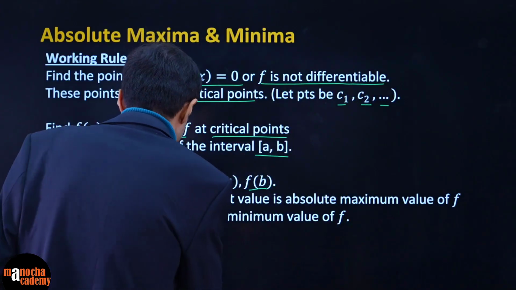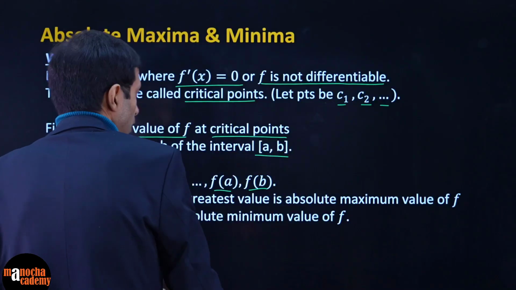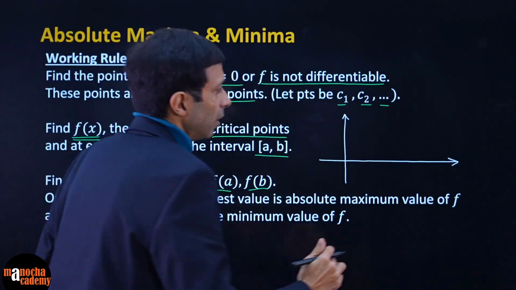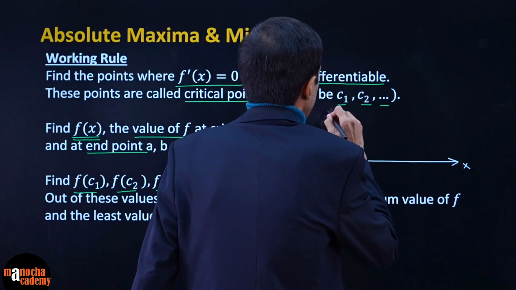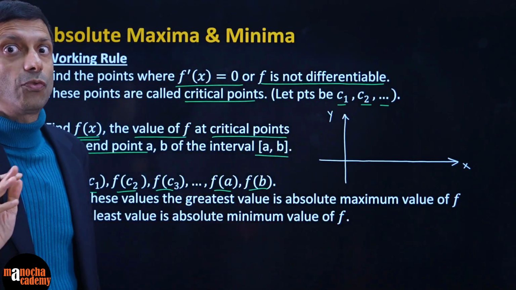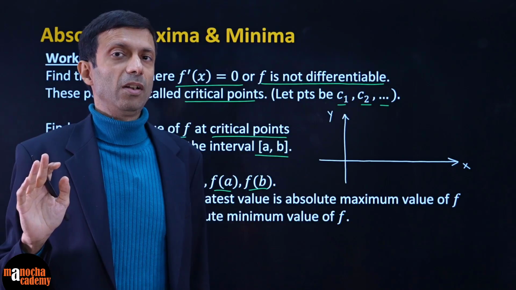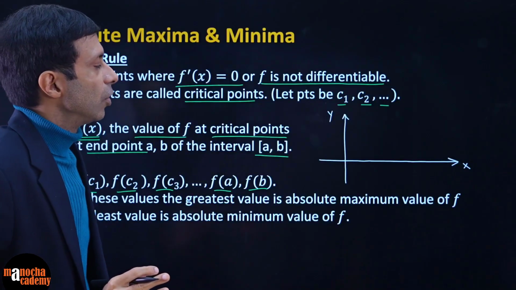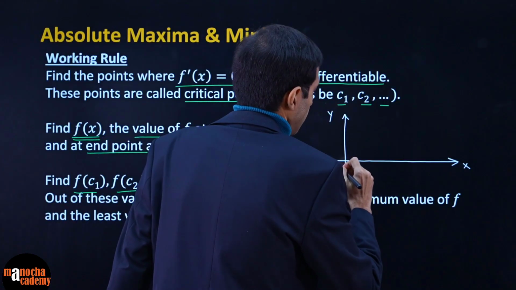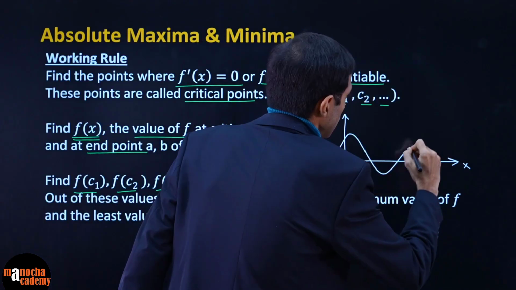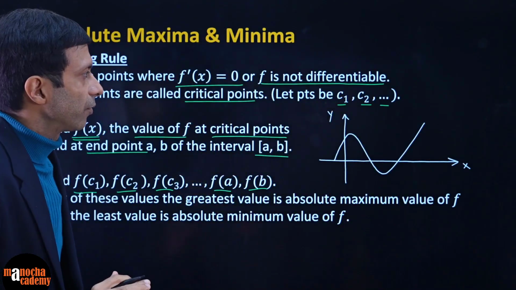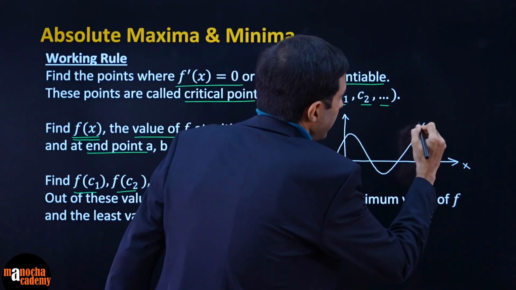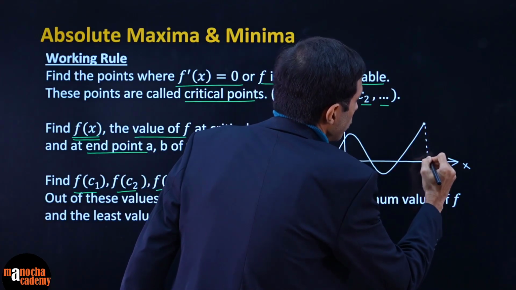Let's take an example over here, to see where this working rule is coming from. It's very simple. This is the logic for absolute maximum or minimum, not for the local. So let's say we have been given a graph, and we are considering this closed interval from A to B, which means the endpoints are included.